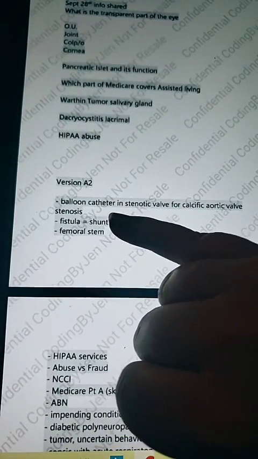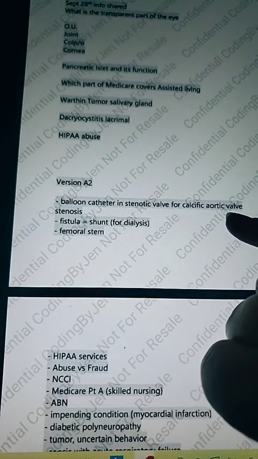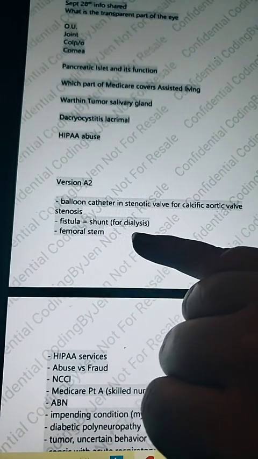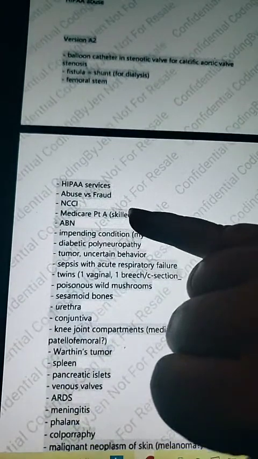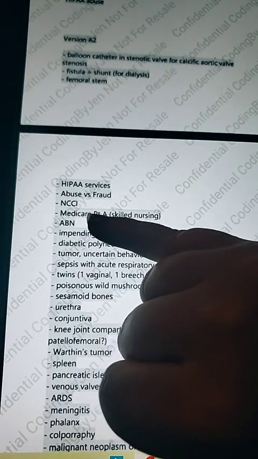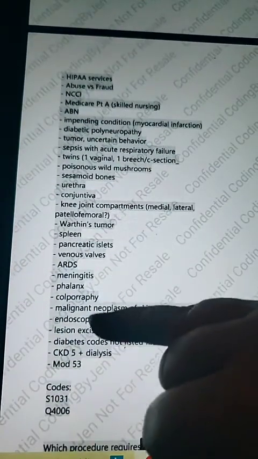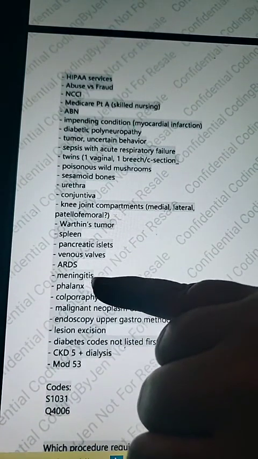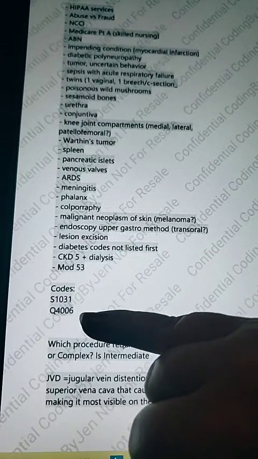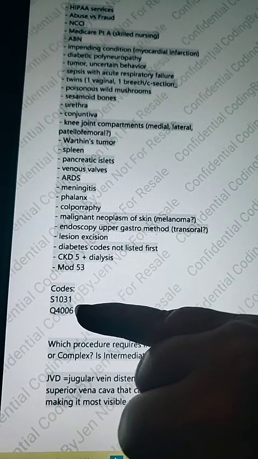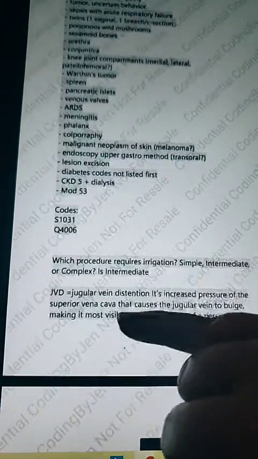Exam A2 had balloon catheter, stenosis, valve, an aortic valve stenosis, it had fistulas and shunts, femoral stem, more abuse and fraud. It had that NCCI, of course. I had listed the sepsis, the twins, the Warthin, the spleens, the ARDS, meningitis. There's probably not a lot here I haven't already hit. I already told you about that S131. That is for the rental of the glucose machine.